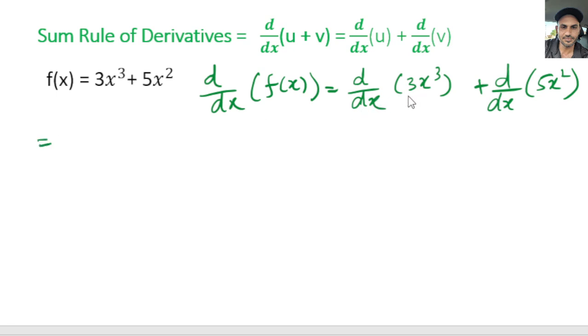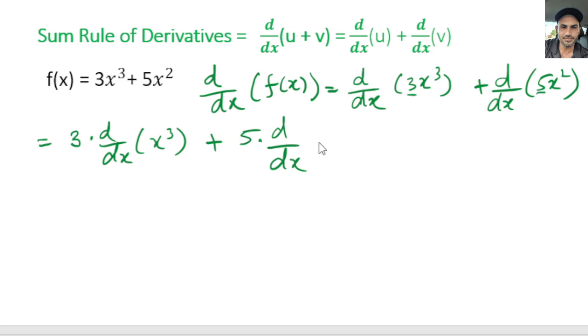I'm going to take the constants out of the derivative. So 3 times d over dx of x cubed plus 5 times d over dx of x squared. All right, now I'm going to go ahead and apply the power rule to the terms. Now we have separated them into single term, so now we can go ahead and use the power rule.